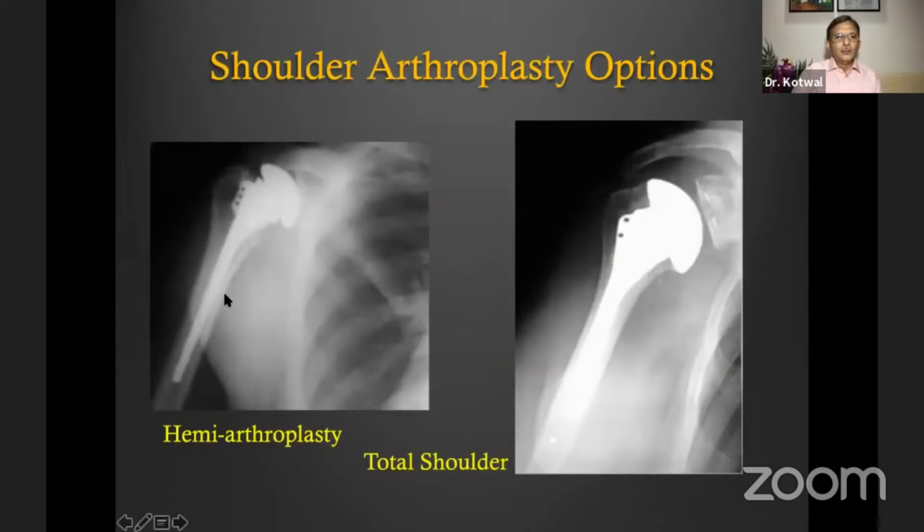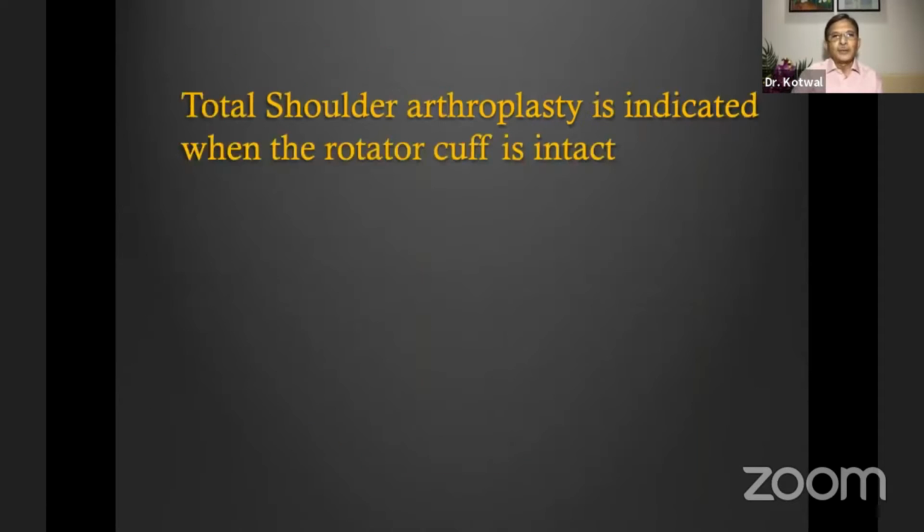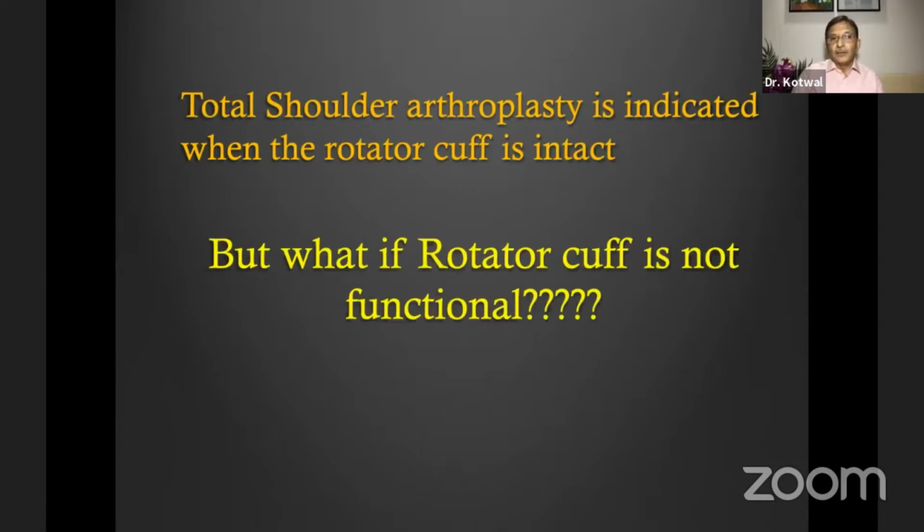And this is what we just talked about. This is the hemi-arthroplasty, just the replacement here. We saw that. And this is the total shoulder arthroplasty with the glenoid replacement also performed. The total shoulder arthroplasty is indicated, I said that, I'm repeating it, when the rotator cuff is intact. So what if the rotator cuff is not functional?